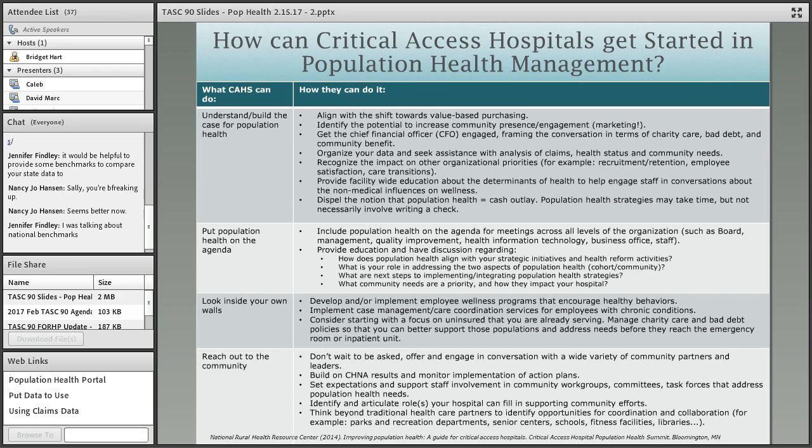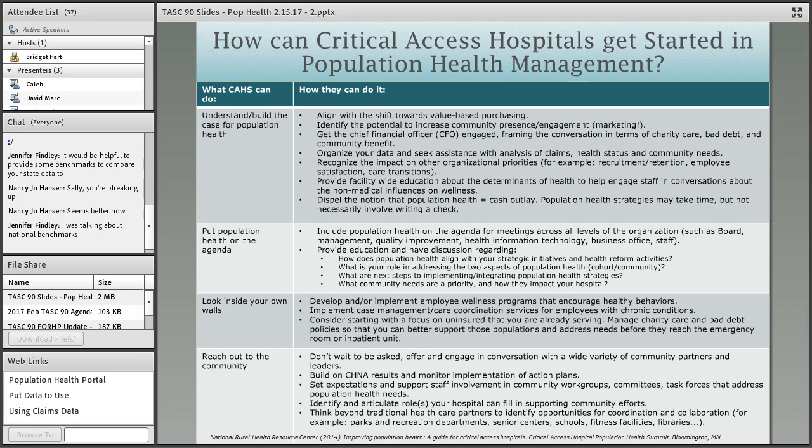Critical access hospitals, however, are uniquely positioned to address some of these population health challenges in the communities they serve through a broad system-based approach. Critical access hospitals have an opportunity to understand and build the case for population health. The way this can be achieved is to make value a priority, which is likely to be enforced through some of the value-based purchasing programs. Also, you need to identify how community presence can actually pay off for your organization.